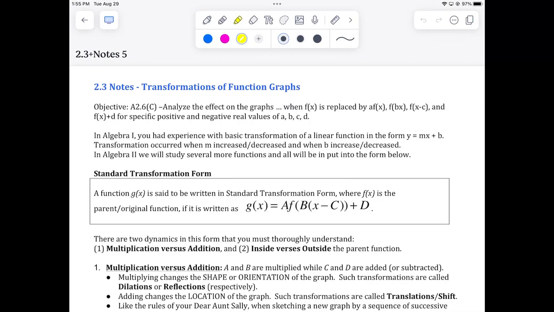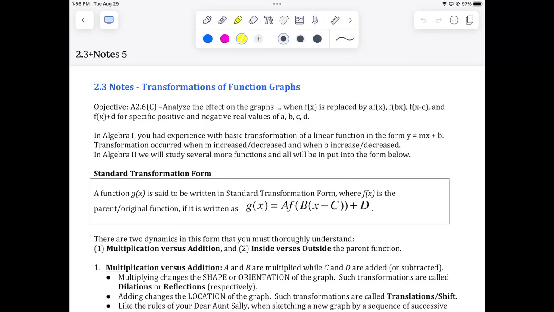If it's with the x, like the x-axis, it affects the graph horizontally. If it's outside the function, like a and d, that's affecting the outputs. That affects the y values. That affects the graph vertically. So that's the first dynamic you have to be aware of. Is it inside affecting the graph horizontally, or is it outside affecting the graph vertically?